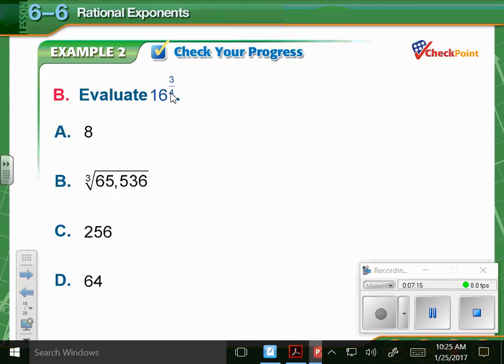16 to the 3/4 power. Well, 16 is the same as 2 to the 4th. So if you have 2 to the 4th power times 3/4, then you multiply those exponents together. 4 times 3/4 is just 3. So actually you have 2 to the 3rd power, which is just 8.